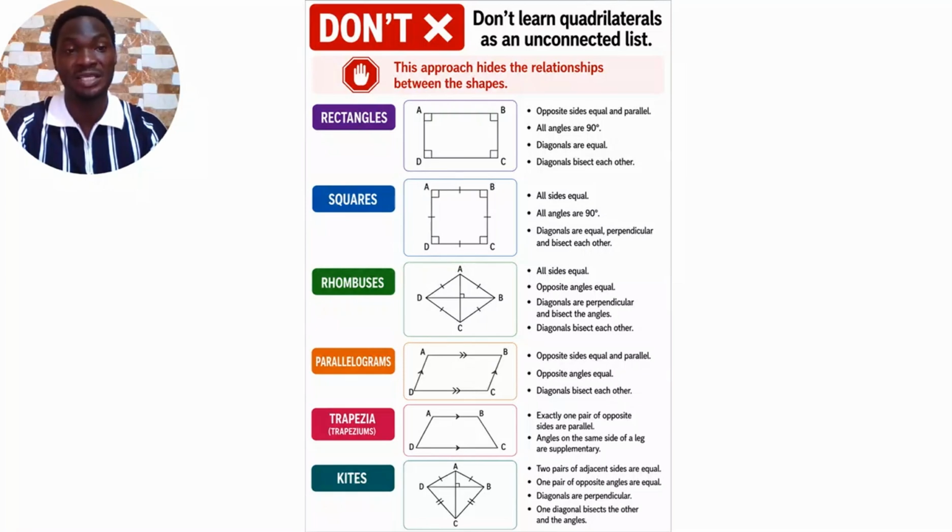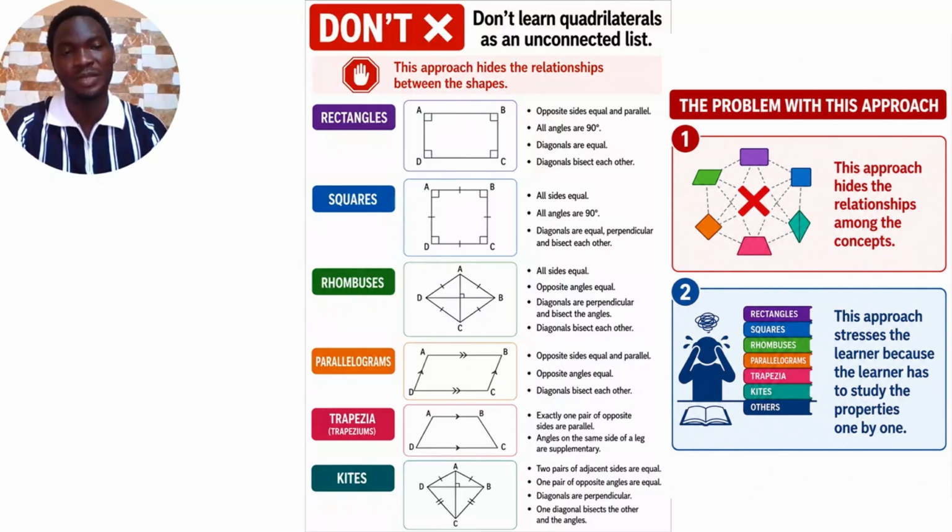The way that a topic is presented to us determines how we understand it. I'll use this presentation of quadrilaterals as a case. Here, we have what are supposed to be types of quadrilaterals listed with their properties. We have rectangles, squares, rhombuses, parallelograms, trapezia, kites. Now, what this kind of presentation does is, one, it hides the relationships among these concepts.